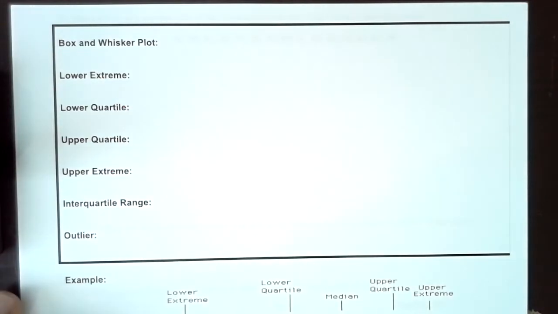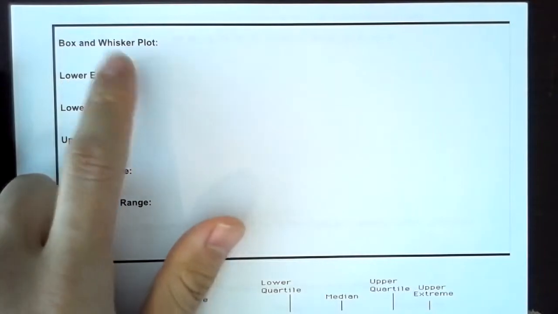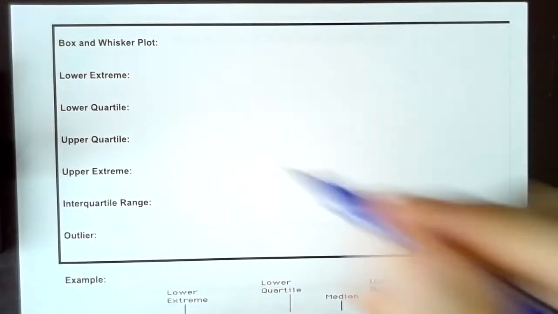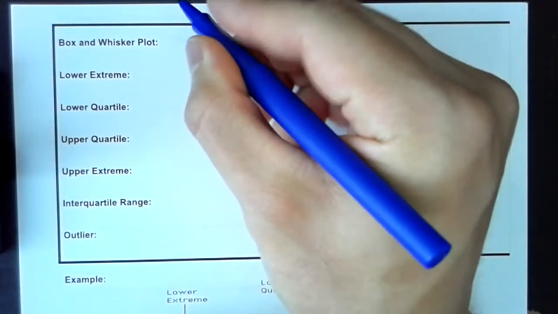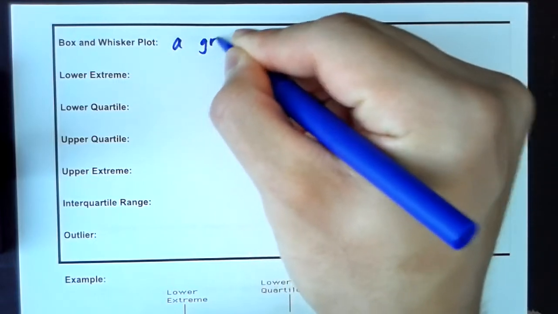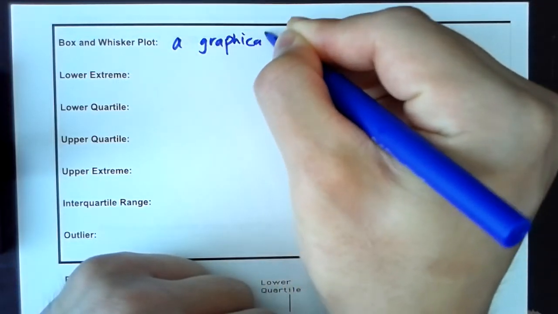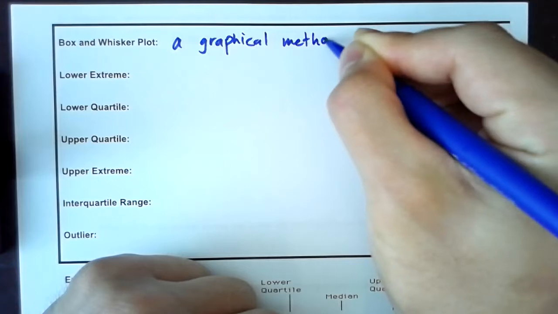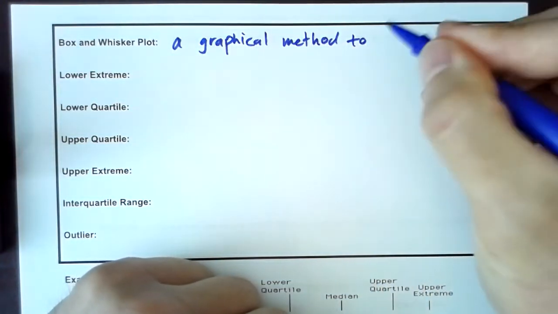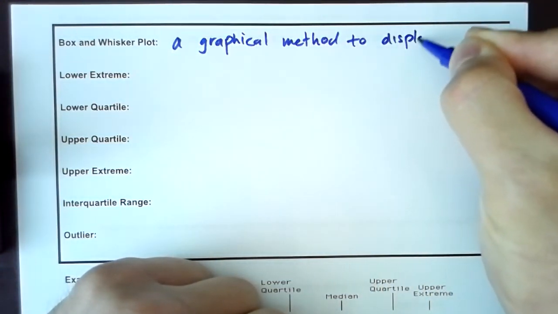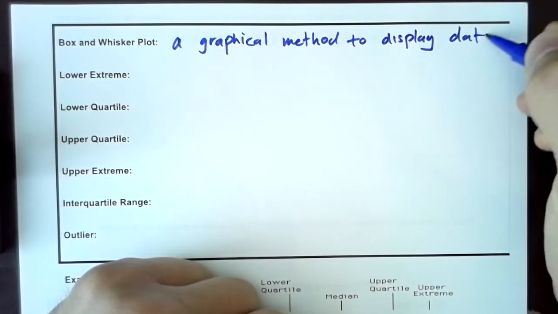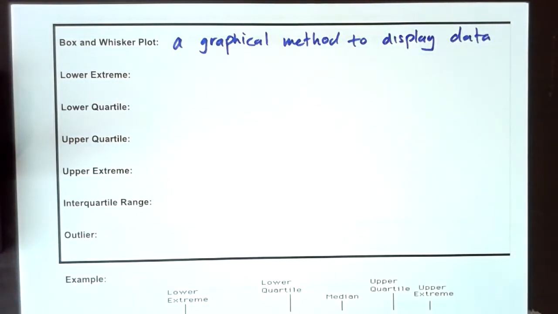All right, class, we're going to shift gears and talk about one last way to display data, and this is the coveted box and whisker plot. A box and whisker plot is a graphical method to display data. It's yet another way to display data, and it really displays how spread out your data is.